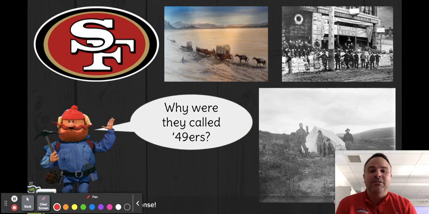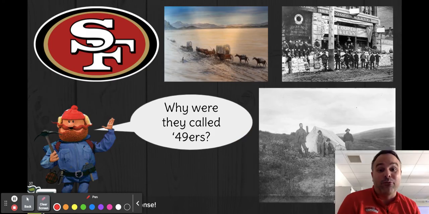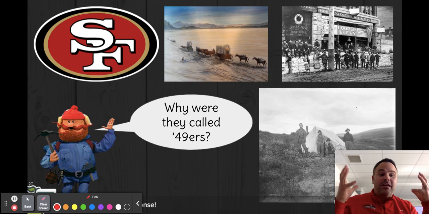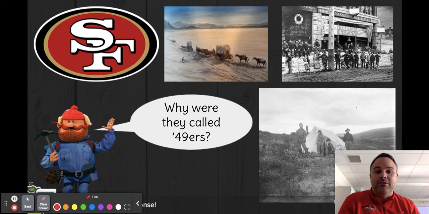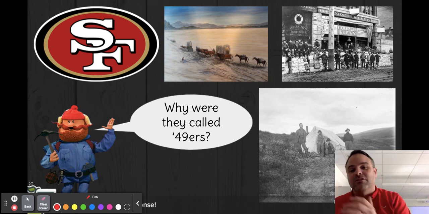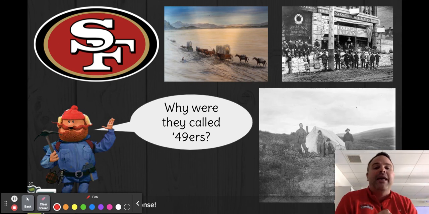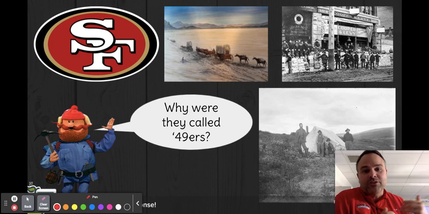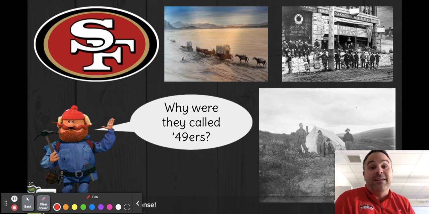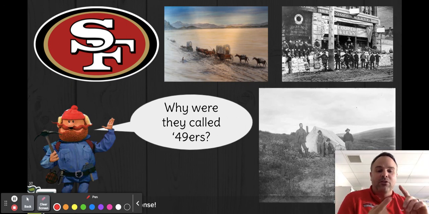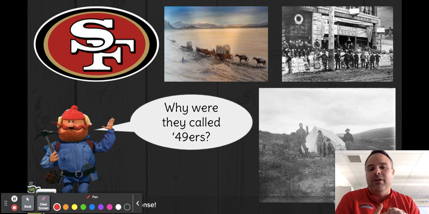Now, anybody who watches football knows San Francisco's team is the 49ers, and that's because they're named after these people that we're researching, the people who go west in search of gold. Because in 1849, tens of thousands of people will rush to the west towards California to look for gold. And you're going to take a look at what their life was like over land and also by sea when they went west.